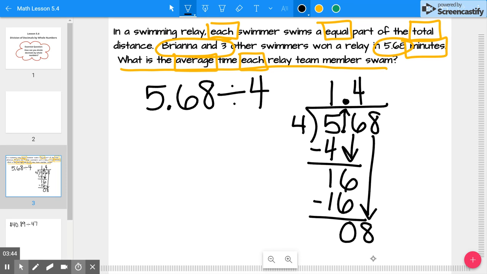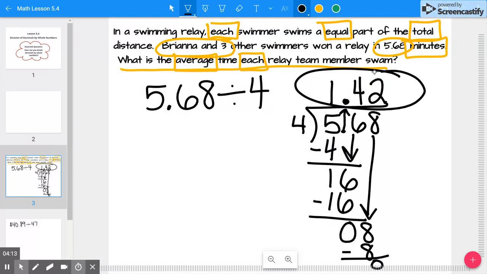So now, since I brought down that 8, my number that I come up with is going to be put right over top of my 8 here. So now I'm asking myself, 8 divided by 4 is what? Well, that's a math fact. 8 divided by 4 is 2. So now my next step is to multiply. 2 times 4 is 8. Then I subtract, and I get 0. I check. 0 divided by 4 can't do, and I have nothing left to bring down. So my answer then is 1 and 42 hundredths.